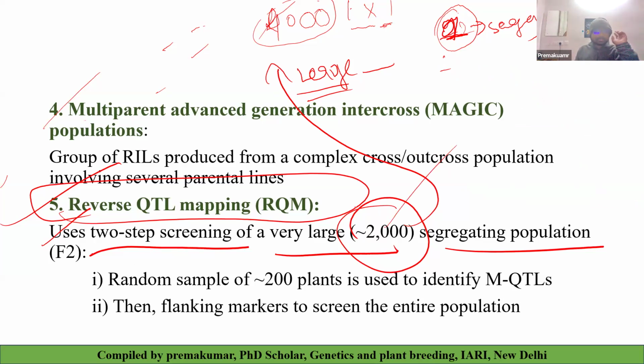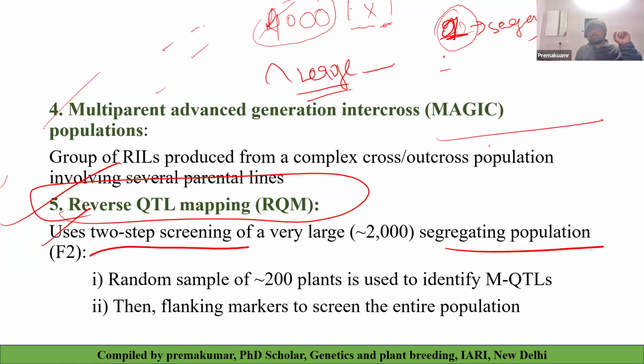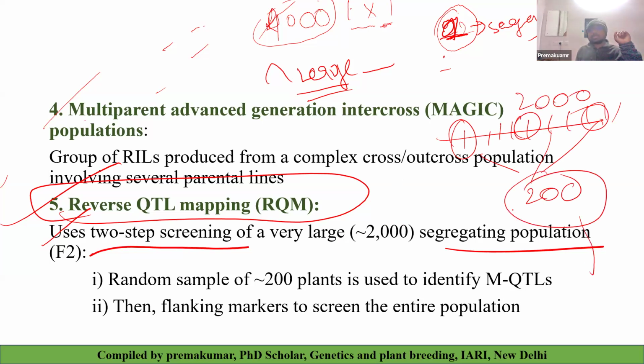But if you want to screen all 2000 individuals with, for example, 1000 markers, it's very difficult. I told you why it is difficult. That's why, out of 2000, we sample 200 individuals by random sampling. Then we do QTL mapping in these 200 individuals with a large number of markers, like 1000 markers.